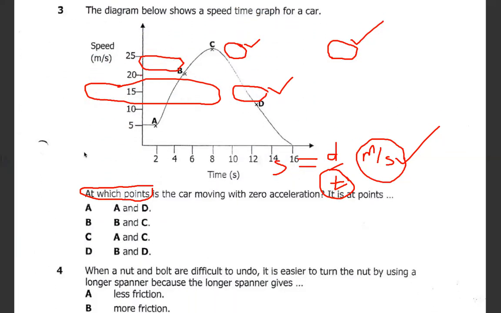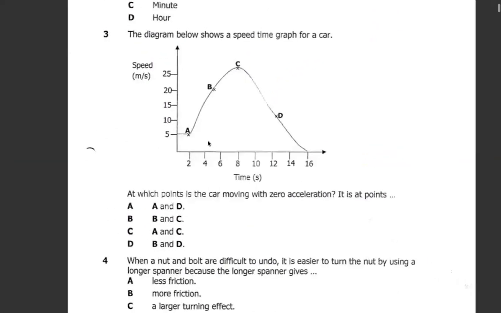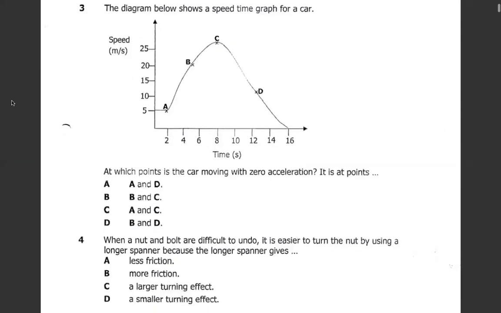Questions 3 and 4. Let's see what we have. If we can enlarge it, it's okay. So 3 and 4 are here. The question says, the diagram below shows a speed time graph for a car. So we have this car which covered 2 seconds to move at the speed of 5 meters per second. Here the speed increased up to B exponentially. It kept increasing but with a reduced acceleration up to C. And at this C, the object stopped increasing its speed and it started reducing.